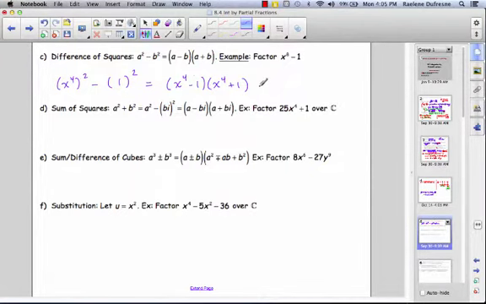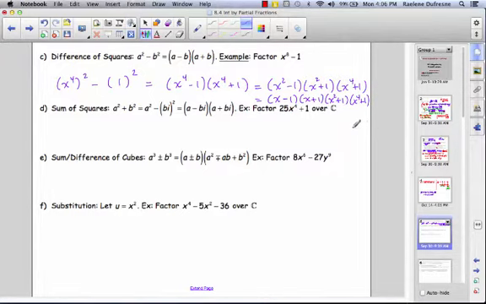X to the 4 minus 1 can continue factoring as x squared minus 1 times x squared plus 1. And then we have our third factor still. And we can actually continue factoring x squared minus 1 as x minus 1 times x plus 1, times the remaining two factors.